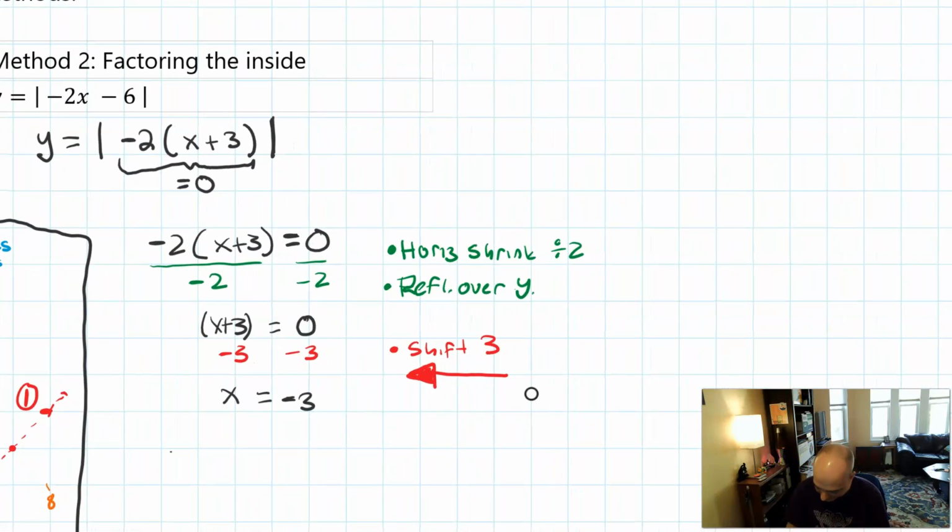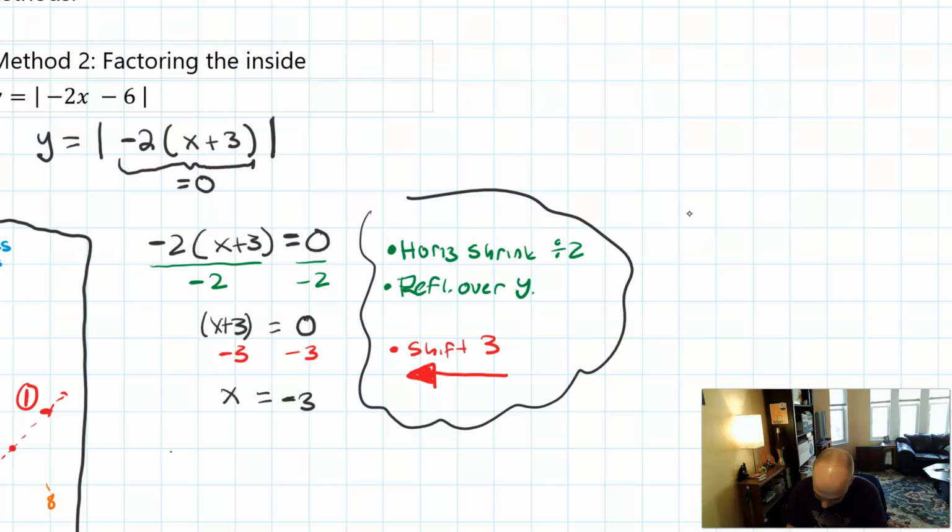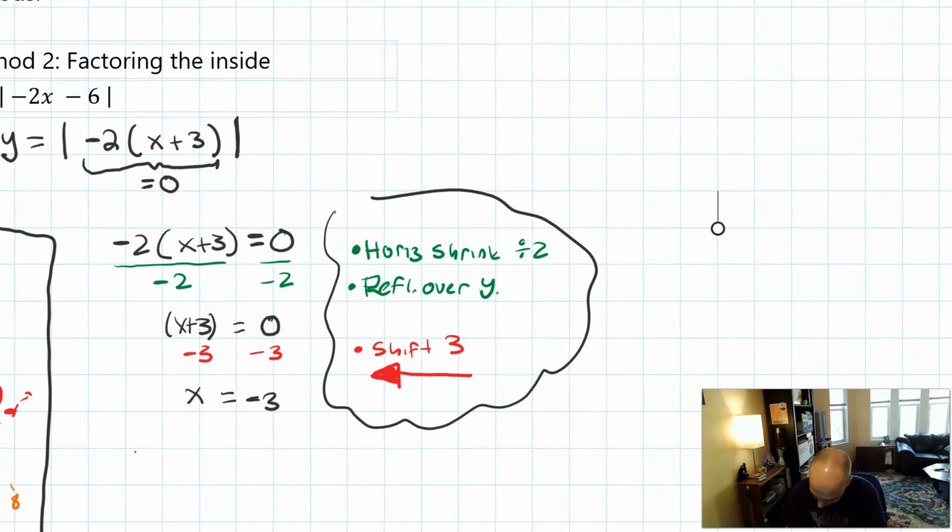Now I want to graph this based on this order that I just determined. So I'm going to use this order to sketch a graph. I think I can fit it over here on the side. All right, the parent graph would look like so.